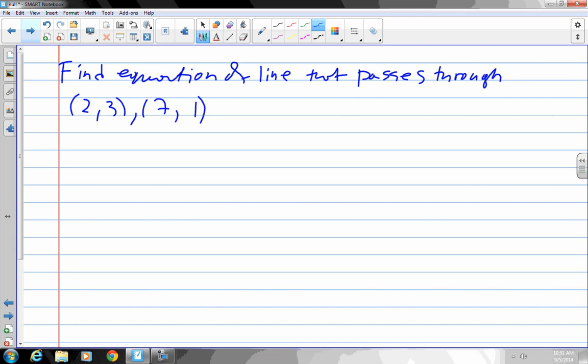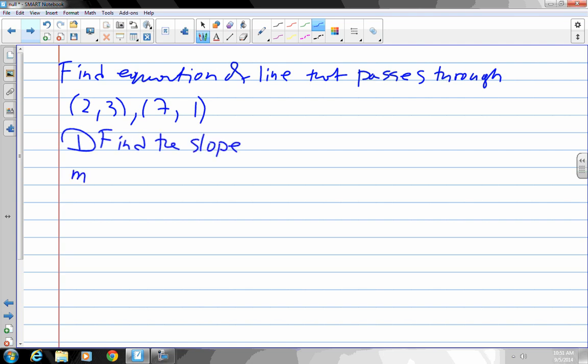So again, in order to find the equation of a line, we need two things. We need to know a point and the slope. Do we have those two things? Well, I don't quite have the slope, but I have all the information to find the slope, right? So the first step here would be to find the slope.